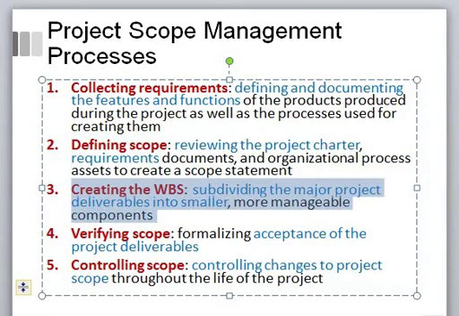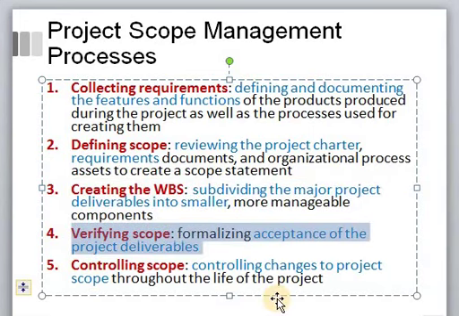Next we have to create a work breakdown structure, which is also called the WBS. Subdividing the major project deliverables into smaller, more manageable units or components is called the work breakdown structure. In order to make the management and implementation of the project easier, it is important to break down the larger units of the project into smaller manageable units, and maintaining this hierarchy is called the work breakdown structure.